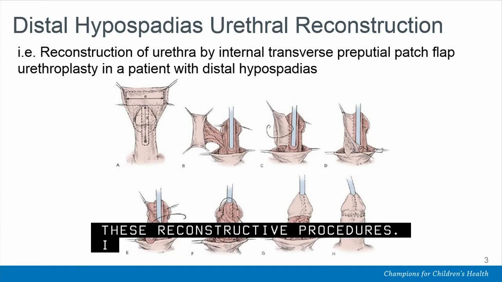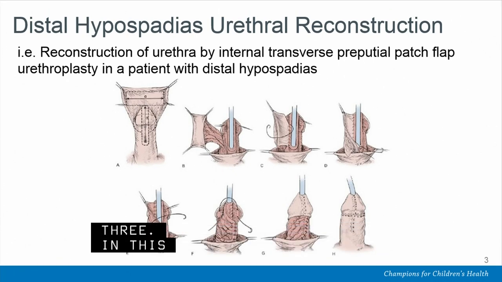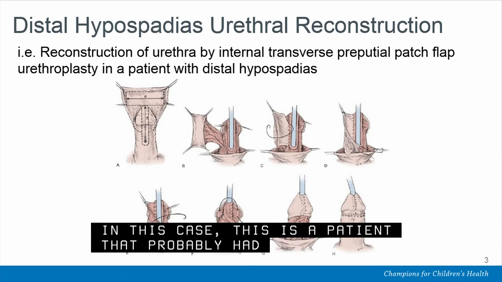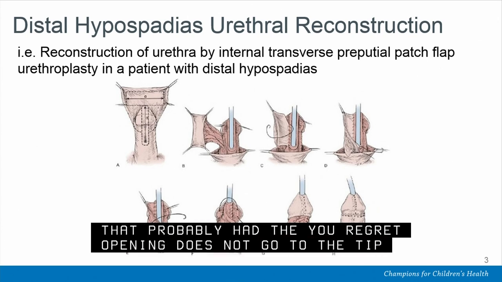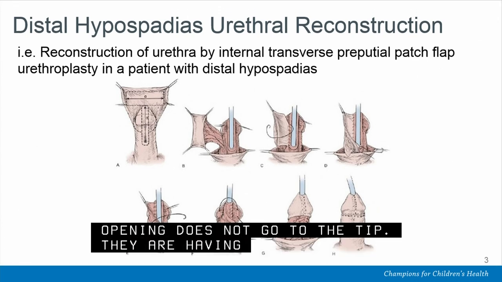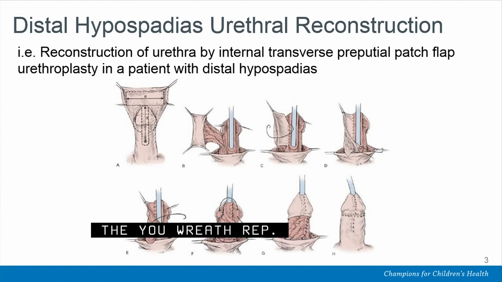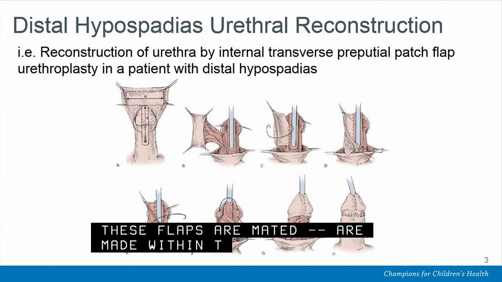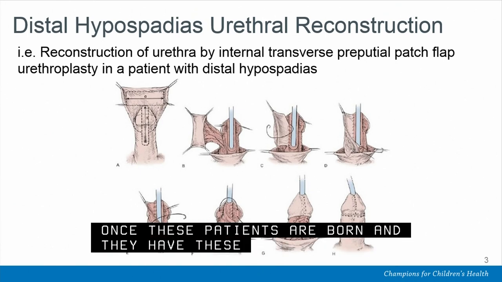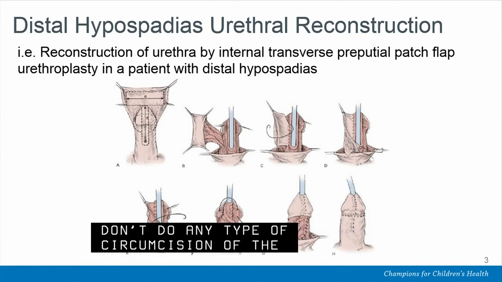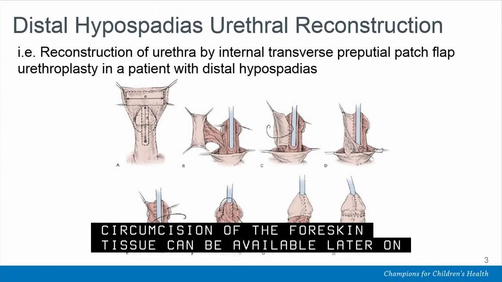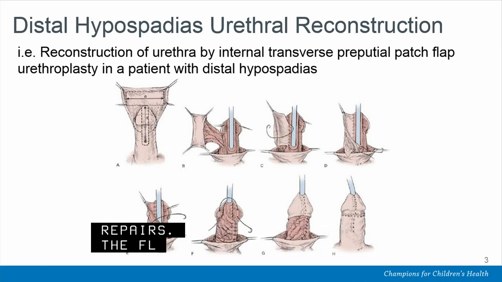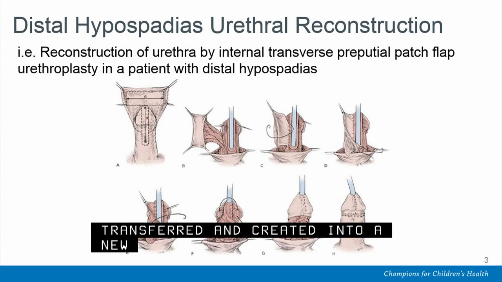Now, in this case, this is a patient that probably had hypospadias. The urethra opening does not go to the tip, and so they're having to reconstruct the penile urethra using some of the foreskin itself. And so these flaps are created with the foreskin. These patients, once they're born and they have these anomalies, do not get any type of circumcision so that this foreskin tissue can be available later on as they start to do these repairs. And so the flaps are created and transferred into a new neo-urethra, and then also rearranged to recreate the skin of the penis itself.